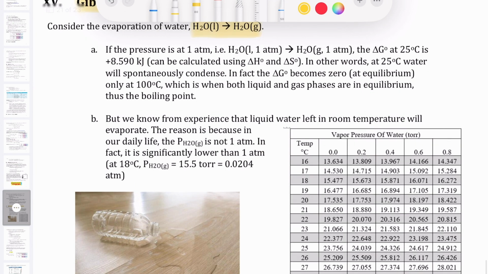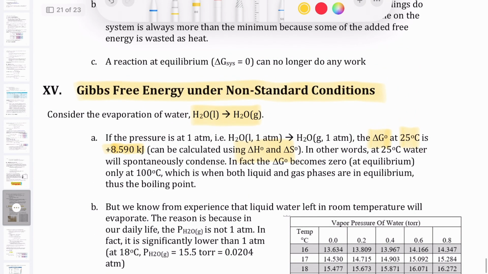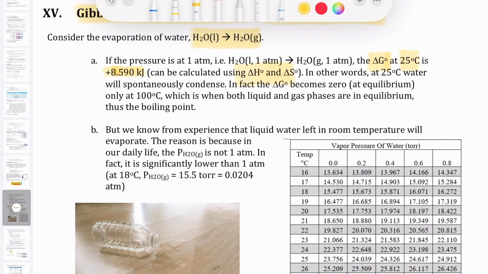If we look at our thermodynamic values and calculate the delta G, so just taking liquid to gas here at 25 Celsius, which we can do by calculating the delta H and delta S and then using that formula delta G equals delta H minus T delta S, we find that the delta G standard that we calculate would have a value of positive 8.590 kilojoules. These are calculations we've done in other sections before, so hopefully you're able to get this yourself.